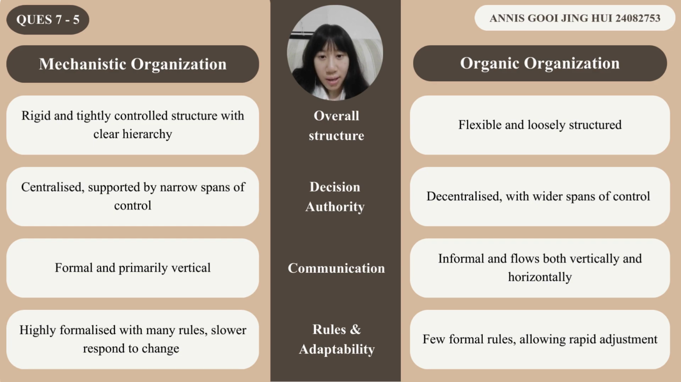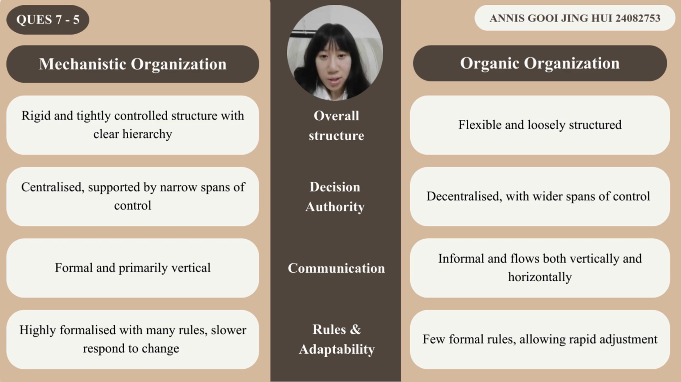In contrast, an organic organization is more flexible and loosely structured with adaptable roles and a strong focus on collaboration across different functions. Next, looking at decision authority, a mechanistic organization relies on centralized decision making. Authority is concentrated at the top, and narrow spans of control create tall organizational structures. On the other hand, organic organizations decentralize decision making, giving more authority to employees at lower levels. This is supported by wider spans of control, resulting in flatter organizational structures.